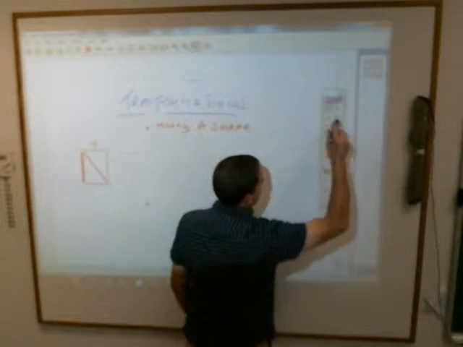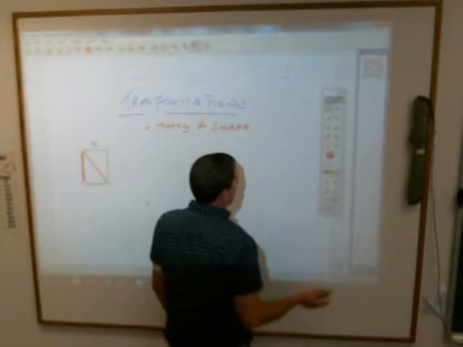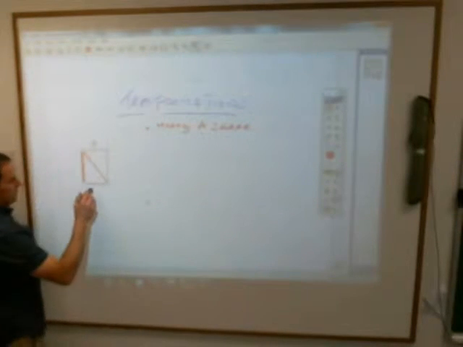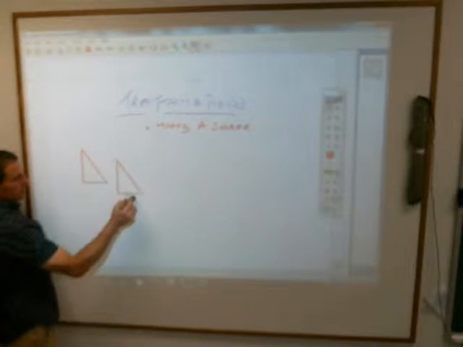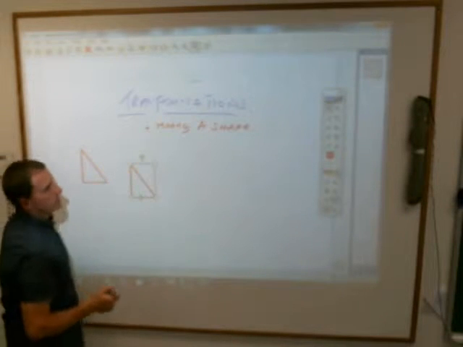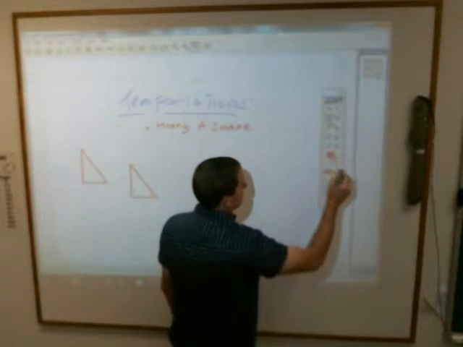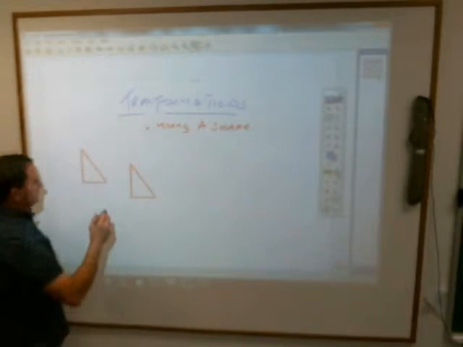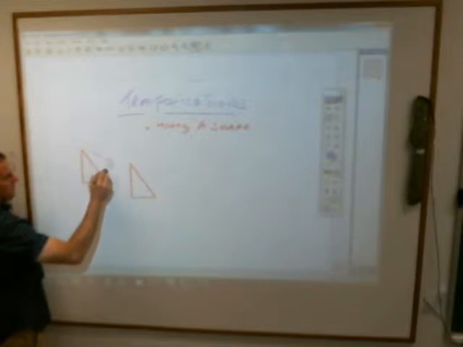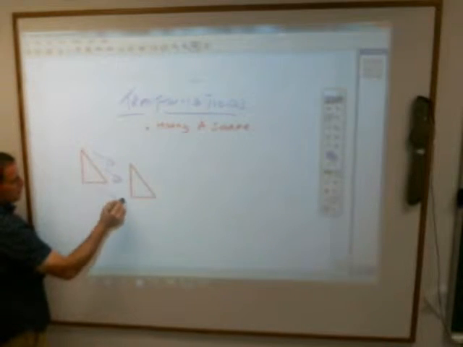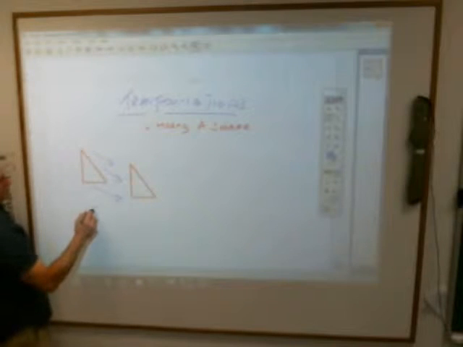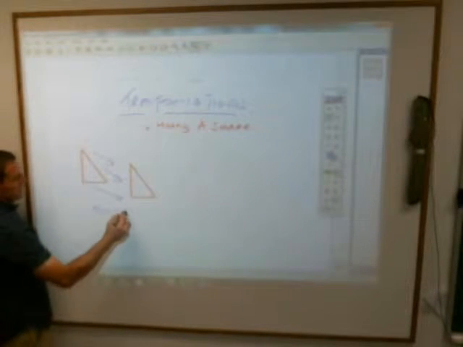One way that you can move a right triangle and put it to a different place is this. You can just take it and do that. Which means, we do little arrows here to show that. Which means we could slide it.